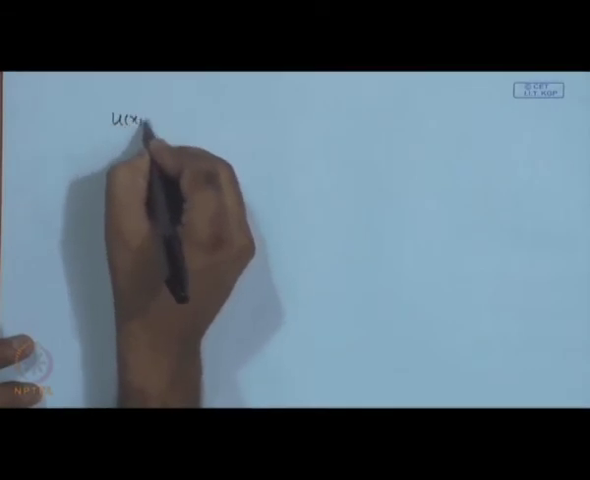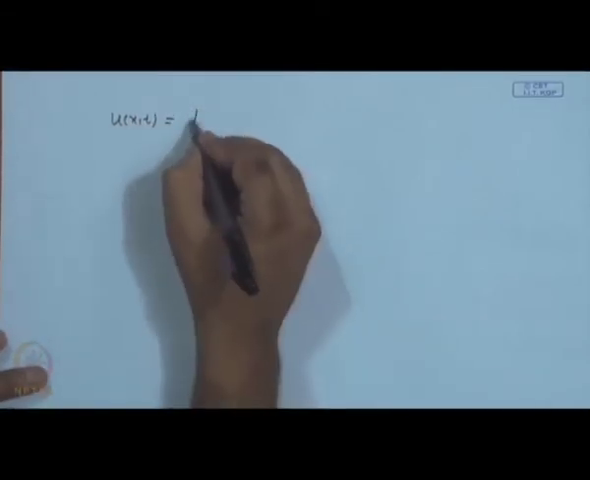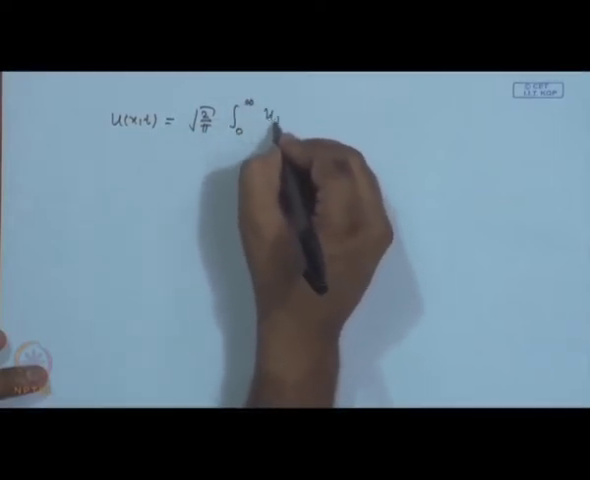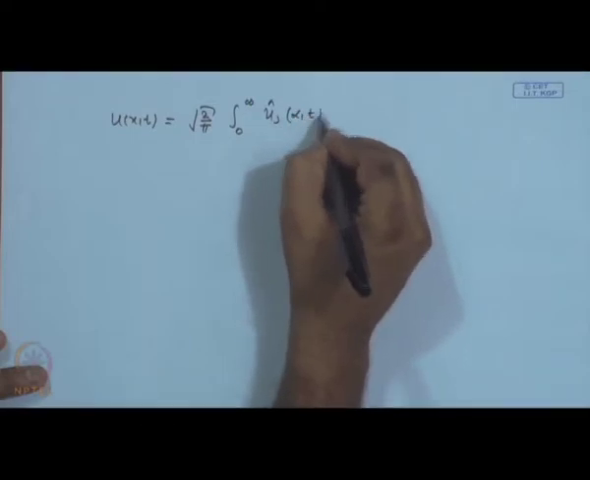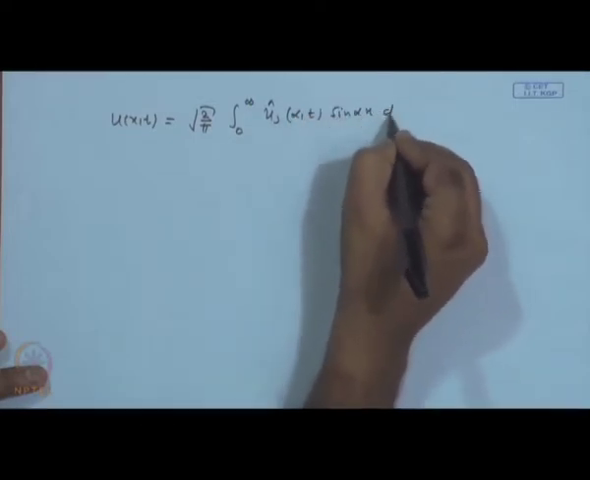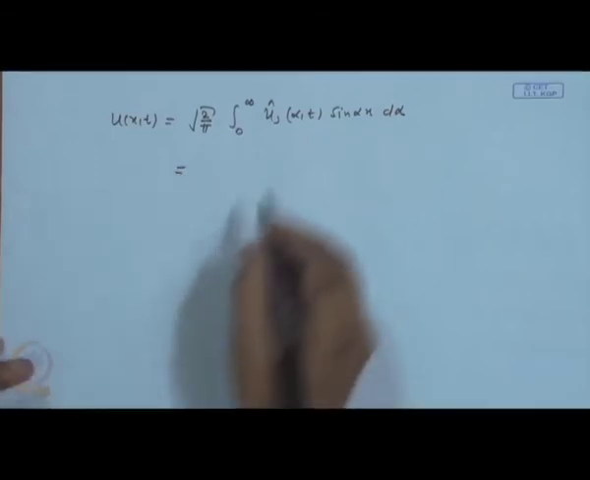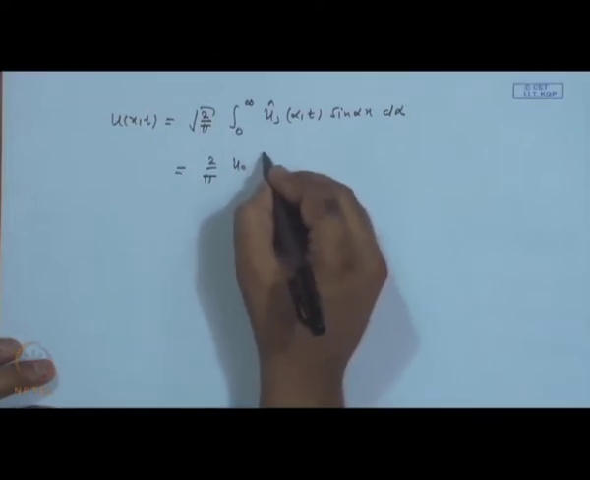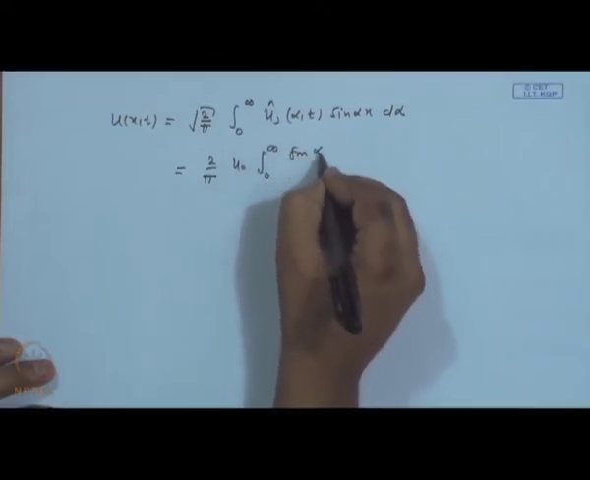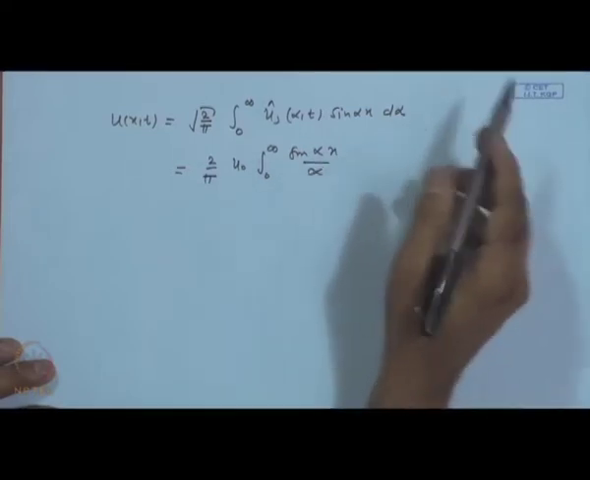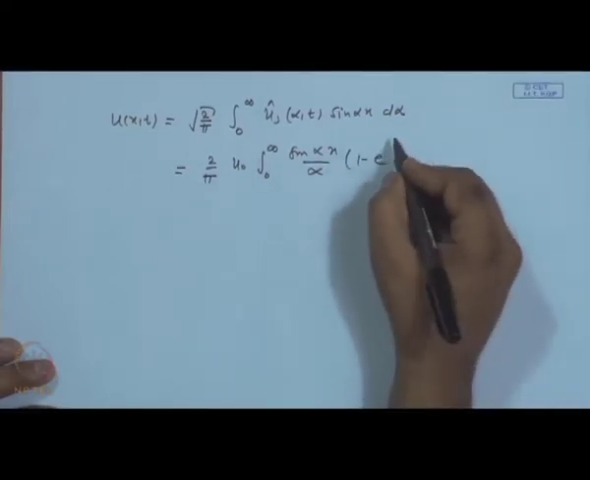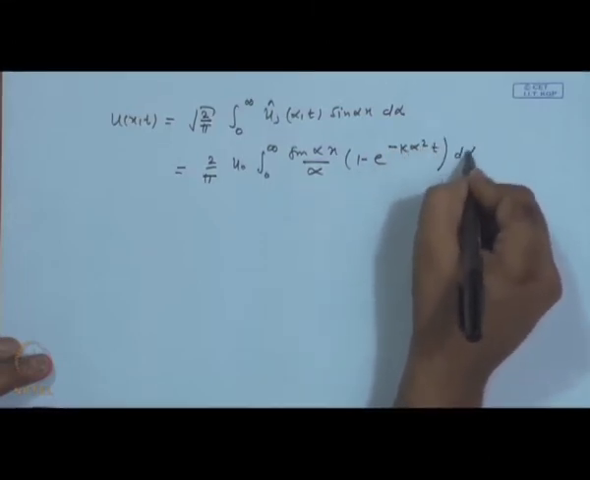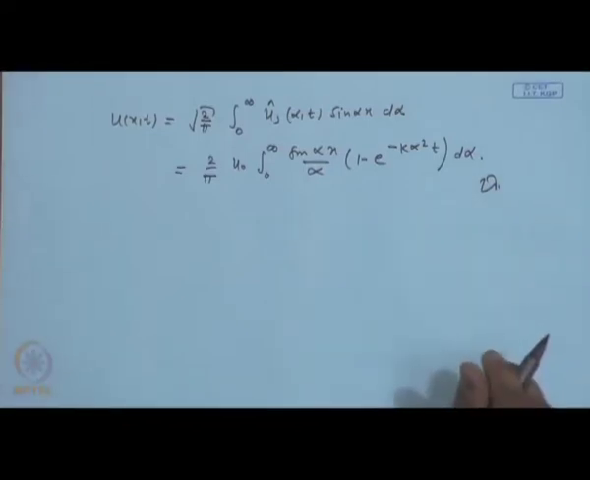So, we will get straight away u(x, t), and that is square root 2 over pi, and we have integral 0 to infinity of u_s hat of alpha, t sine alpha x d alpha. So, we can substitute that, we will get square root 2 over pi, and also u naught will come, integral 0 to infinity, we have sine alpha x over alpha, and we have 1 minus e to the minus k alpha square t and d alpha. So, this is the solution.